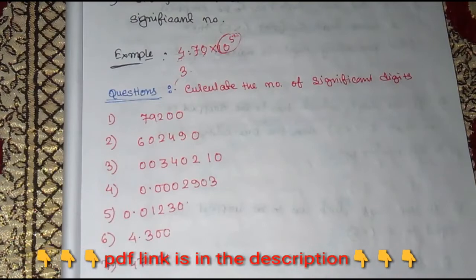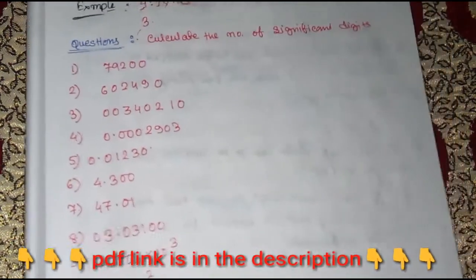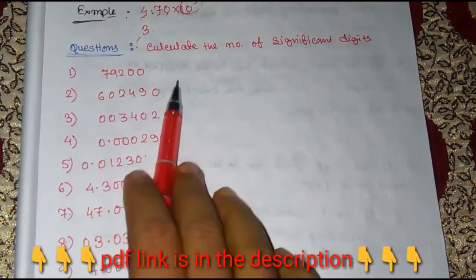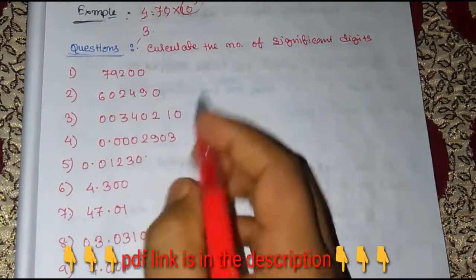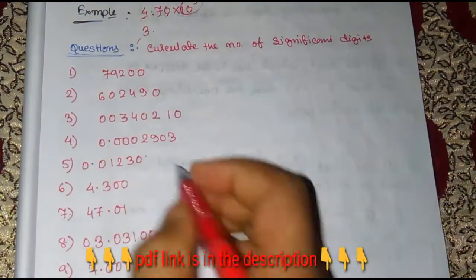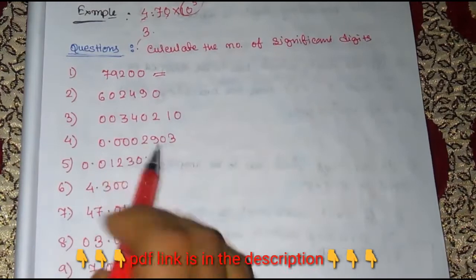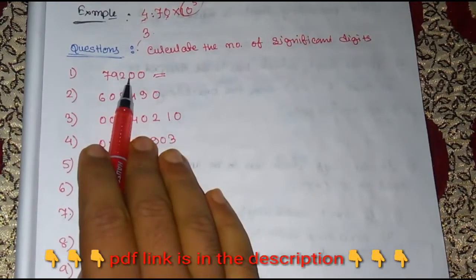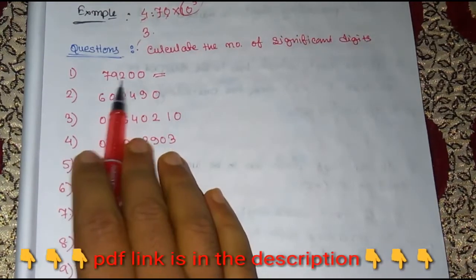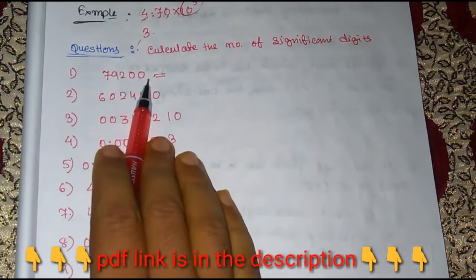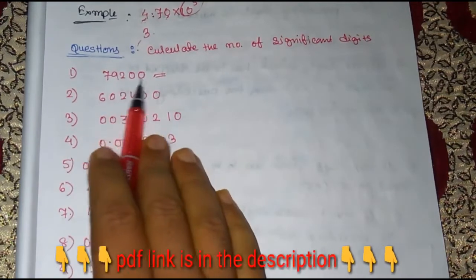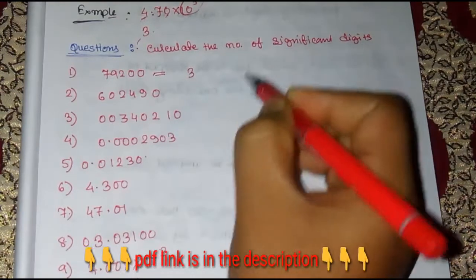So let's solve some questions. Calculate the number of significant digits of these. What will be the answer of this? See, the first 3 numbers are non-zero, so they are significant, and these are trailing zeros, but there is no decimal point, so they are not significant. So the number of significant digits is 3.